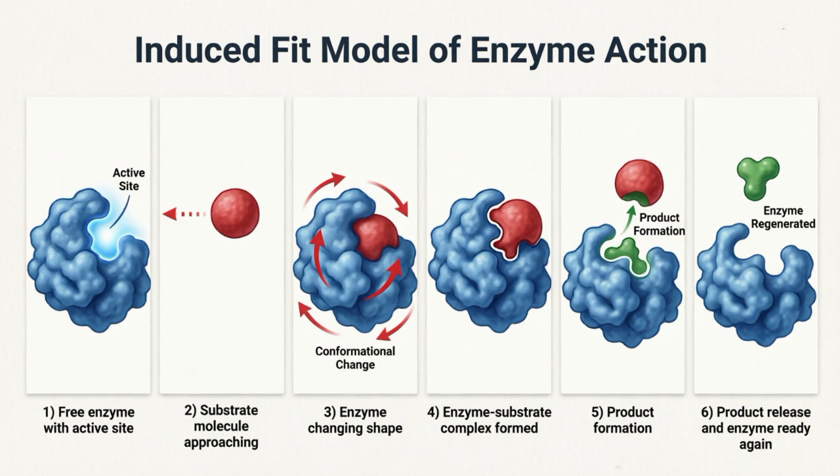In step 2, the red substrate molecule moves closer to the enzyme active site. The proximity increases, but binding has not yet occurred. The label identifies this as "substrate molecule approaching."